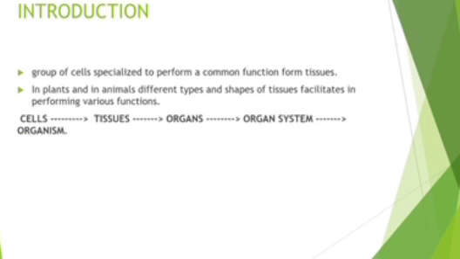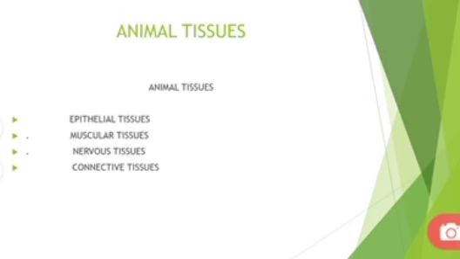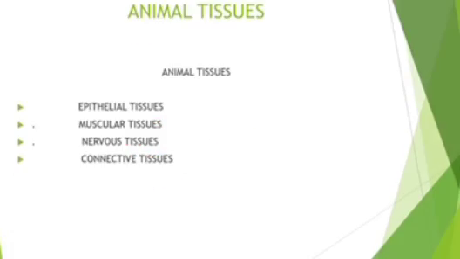Then coming to the next slide, animal tissue. Animal tissues are of four types: epithelial tissue, muscular tissue, nervous tissue, and connective tissue. One by one we'll be studying these tissues. We'll start with epithelial tissue.